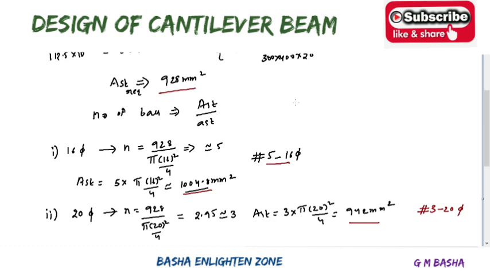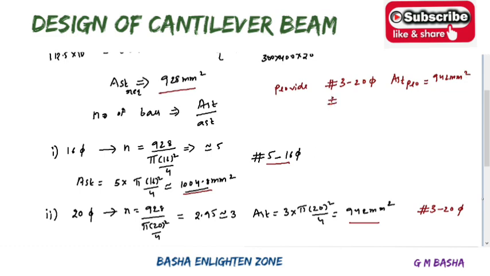Therefore, always compare like this. Go for 2 more trials, and like that you can conveniently see. Provide 3 bars of 20 dia. So the AST that we provided here is 942 mm square. This is the procedure, generally we opt for that one.